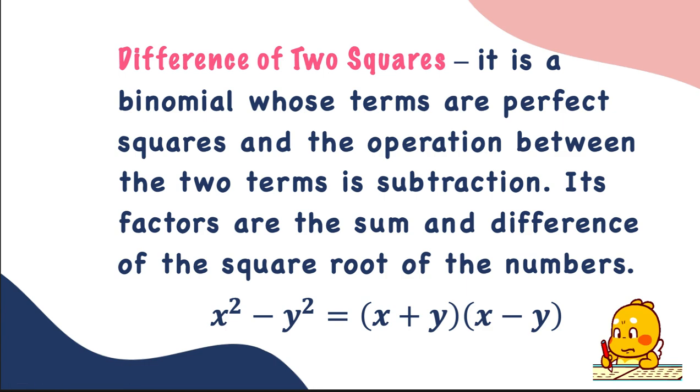So please take note of the two important conditions that we should have for a difference of two squares. Number one, perfect squares. At the same time, the operation should be subtraction. So its factors are the sum and difference of the square roots of the terms. So just like this one. Later, we'll be factoring it.